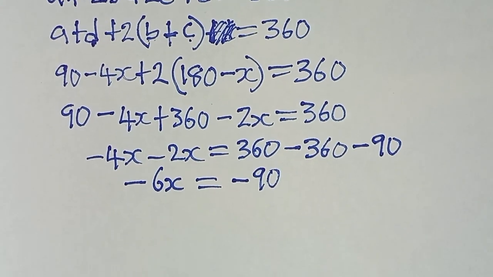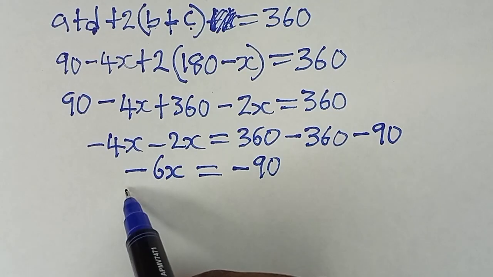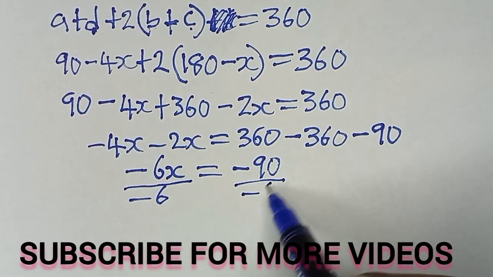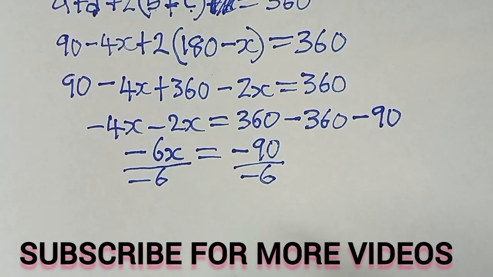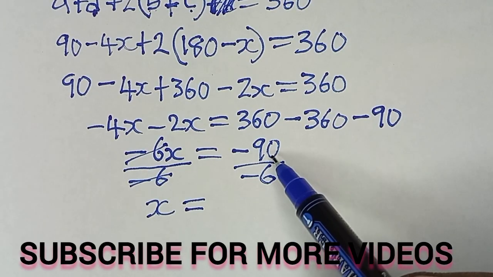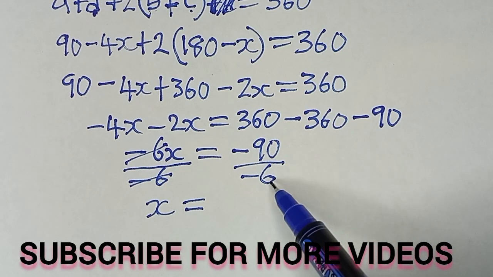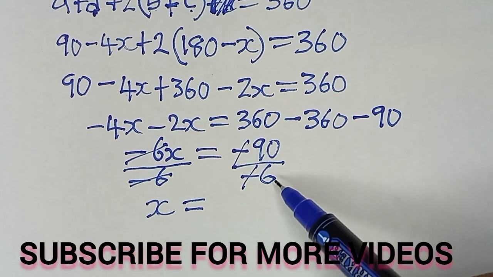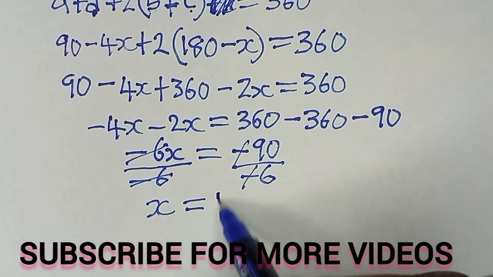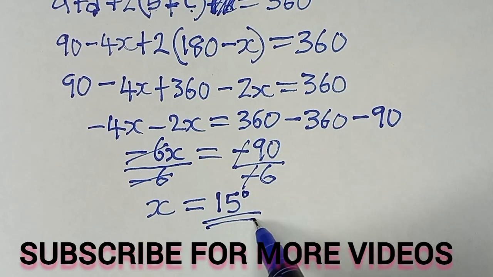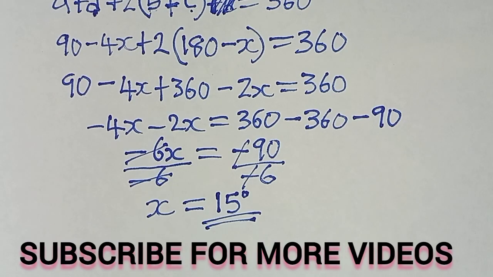So to get the value of x, I can now divide both sides by minus 6. So divide by minus 6, and also divide this by minus 6. So this minus 6 will cancel minus 6, and I'm left with x on this side, and that will be equal to minus 90 divided by minus 6. Don't forget, this minus will cancel minus and becomes plus. So 90 divided by 6 will give me 15. So angle x is 15 degrees as the final answer.